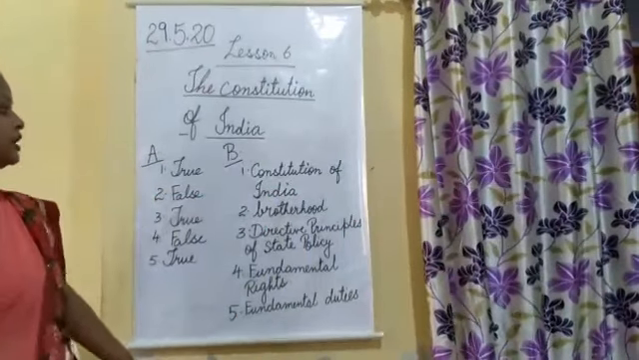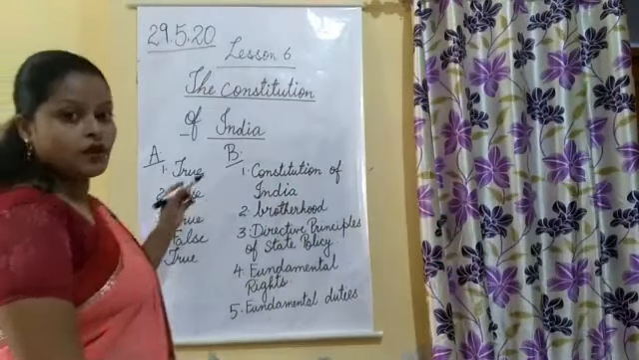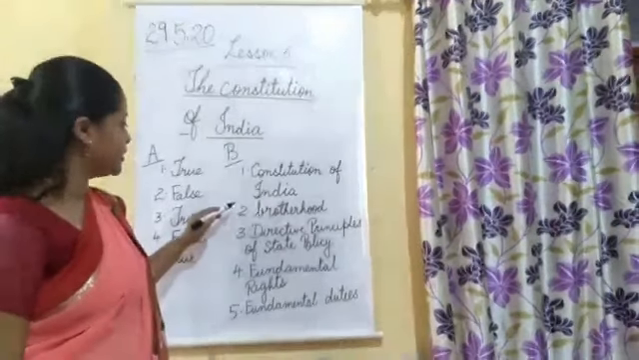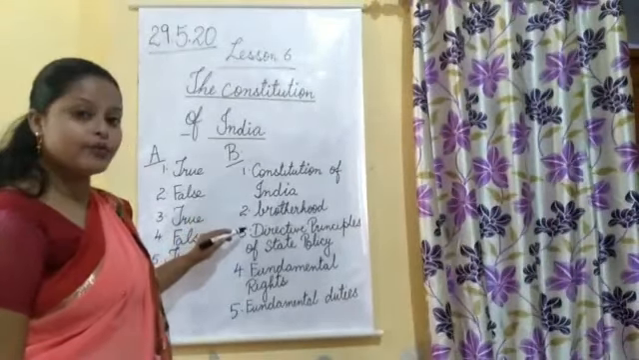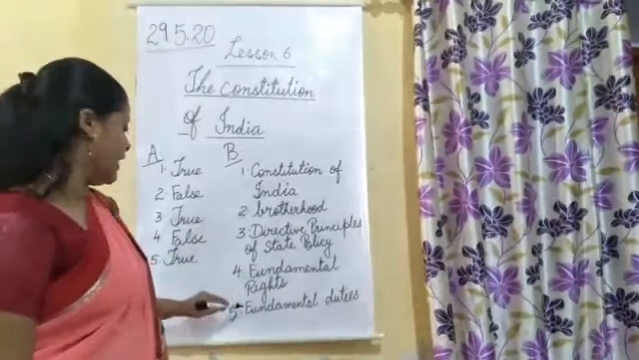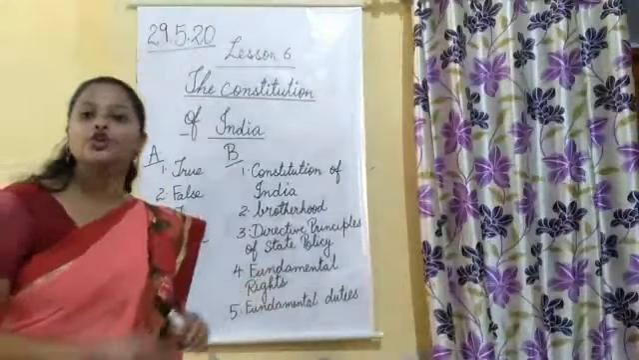Here you can state the answers. First one, Constitution of India. Second, brotherhood. Third, directive principles of state policy. Fourth, fundamental rights. And fifth one, fundamental duties.